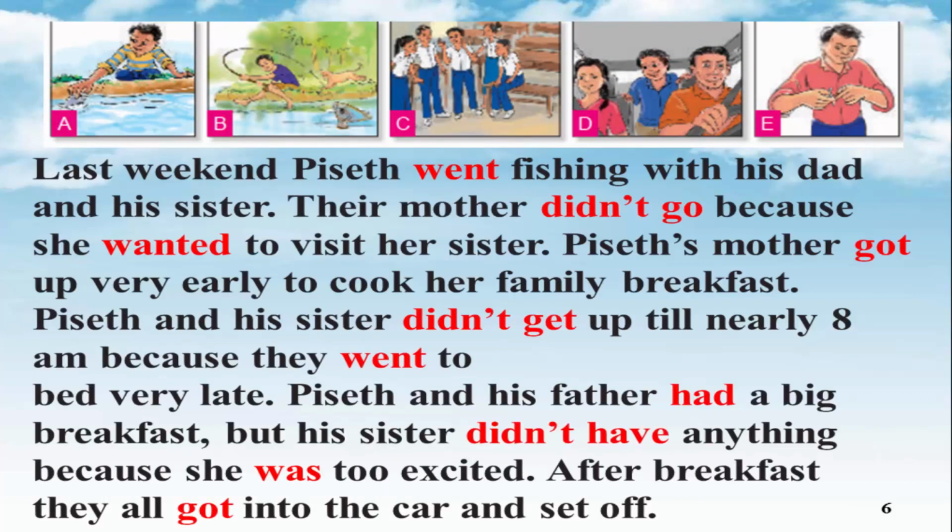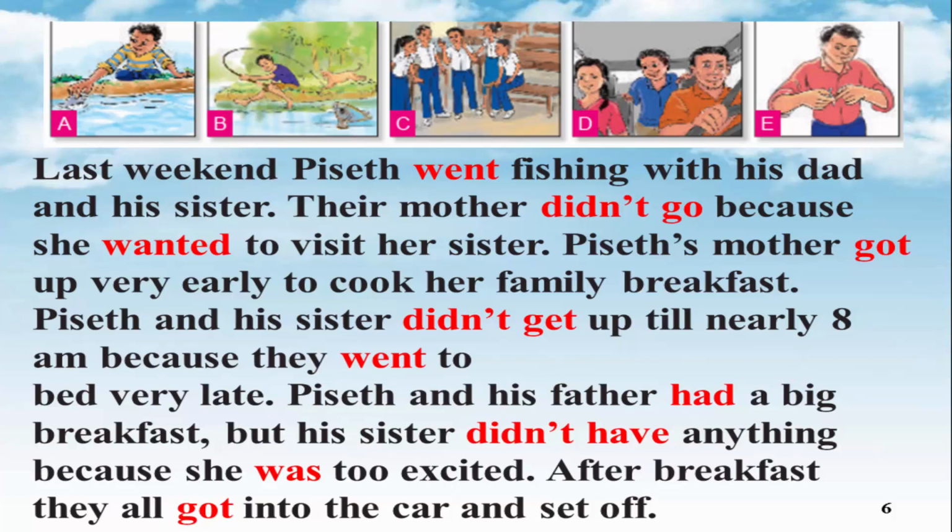So this is the reading about one family that went fishing. So you have seen that this is the reading that I have highlighted some words in red. The reason is because I want you to notice the verbs that we use in past simple. I will read for you the reading.